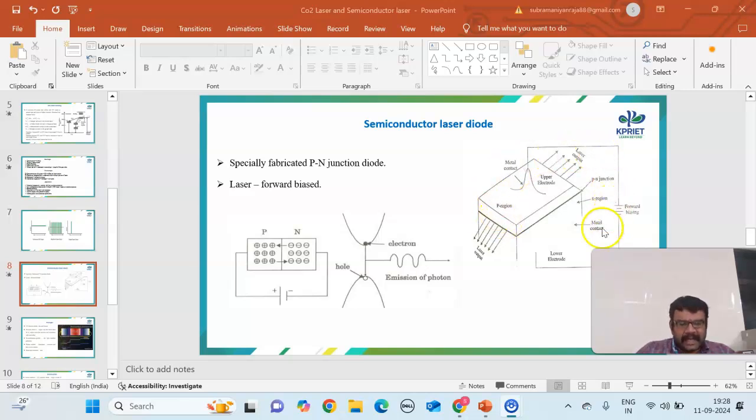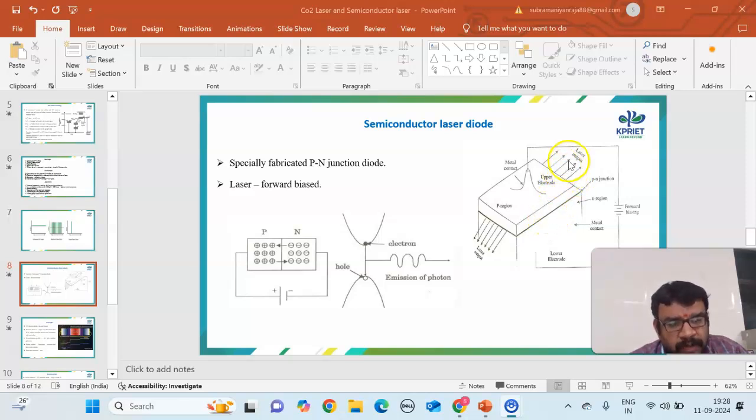So this is the schematic diagram of the semiconductor laser diode. You have an upper electrode on the top surface and a lower electrode on the bottom surface, with the p region as the top layer and the n region as the bottom layer. This is called a p-n junction, where the p region and n region meet, and the charge carriers cross each other.